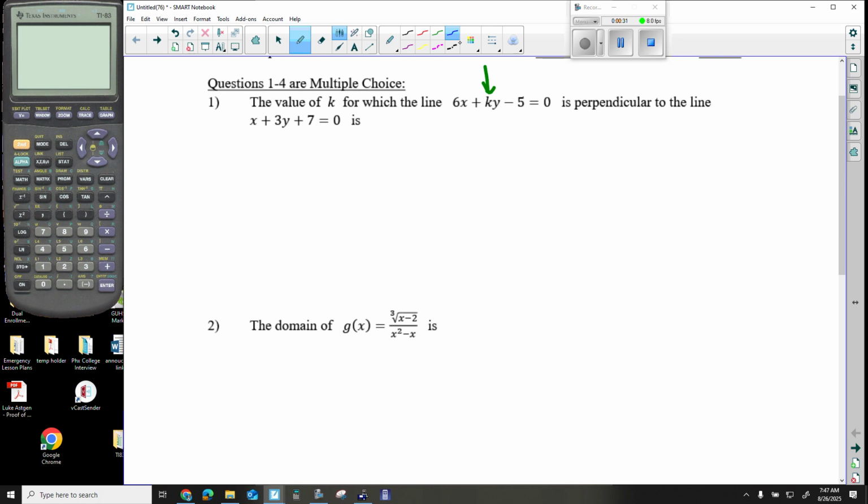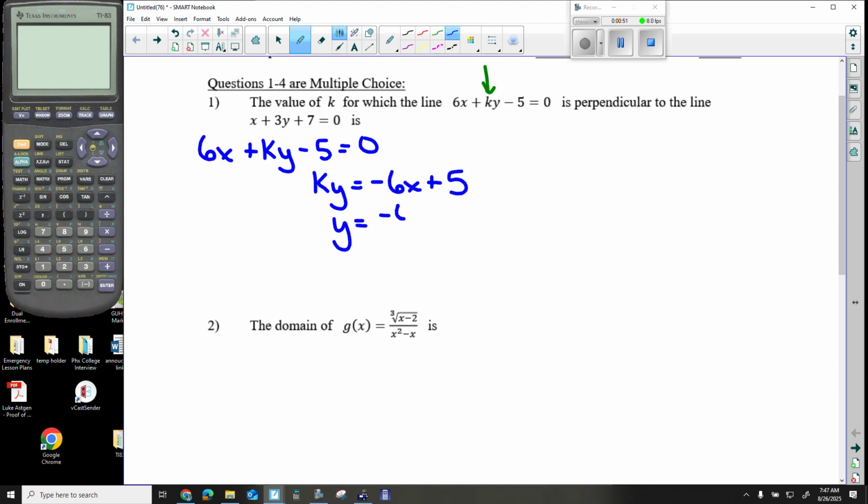All right, so let's begin with the equation that has k itself. So 6x plus ky minus 5 equal to 0. So I'm subtracting the 6x and I'm adding the 5. So ky is negative 6x positive 5. Divide by k. So y is equal to negative 6 over k x plus 5 over k. So currently the slope of this line is negative 6 over k.